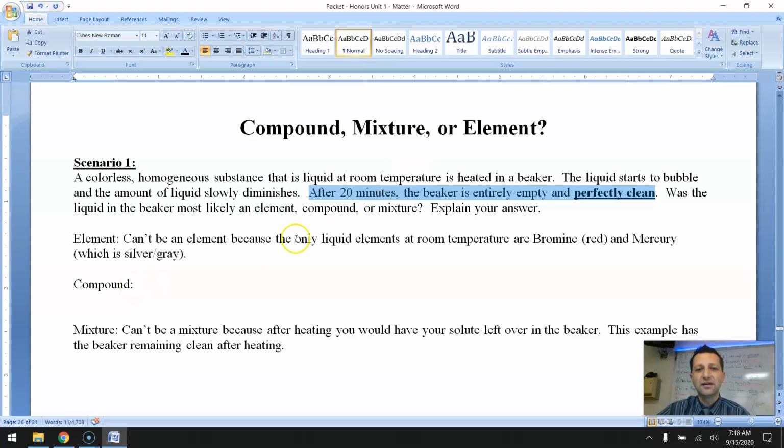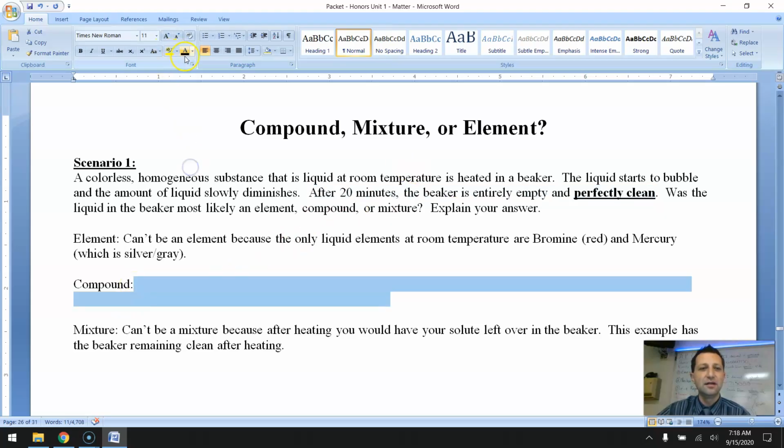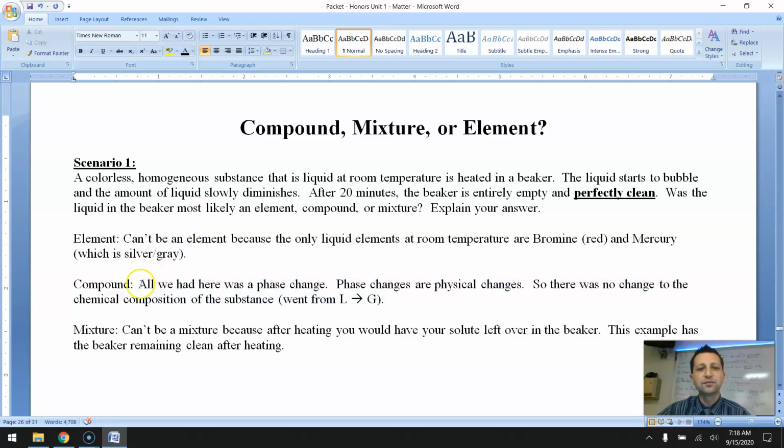All you had here was a phase change for your compound. So let's see how we can explain that. All we had was a phase change. Phase changes are physical changes. That's from a couple lessons ago, or earlier in the unit. So there was no change to the chemical composition of the substance. That is important. If there's no change to the chemical composition, then it's just a physical change, okay? So we had a liquid compound going into a gas compound.